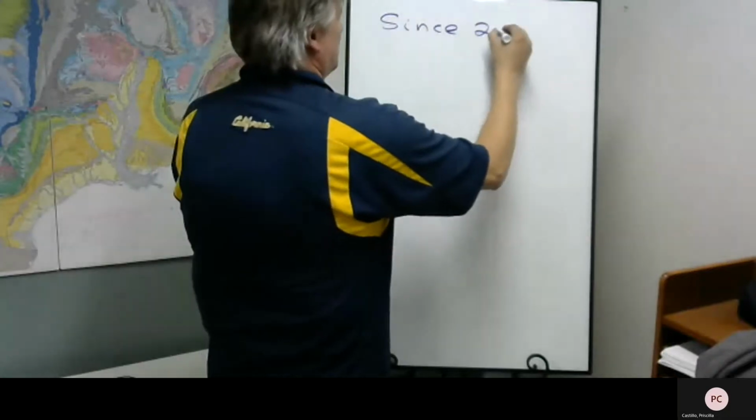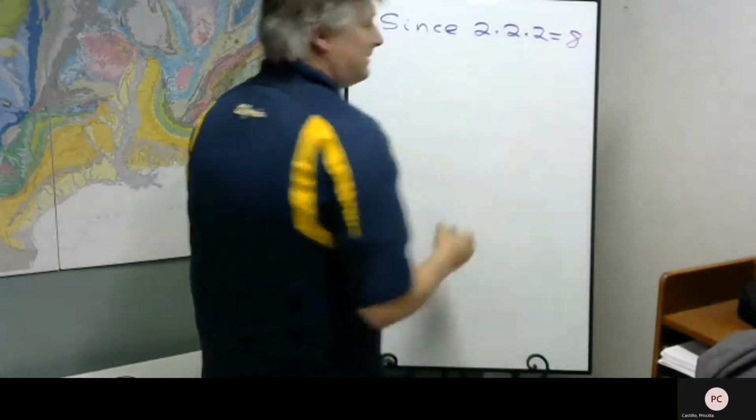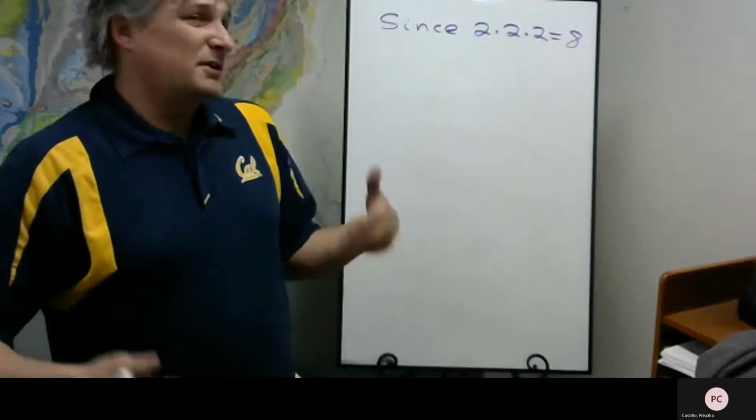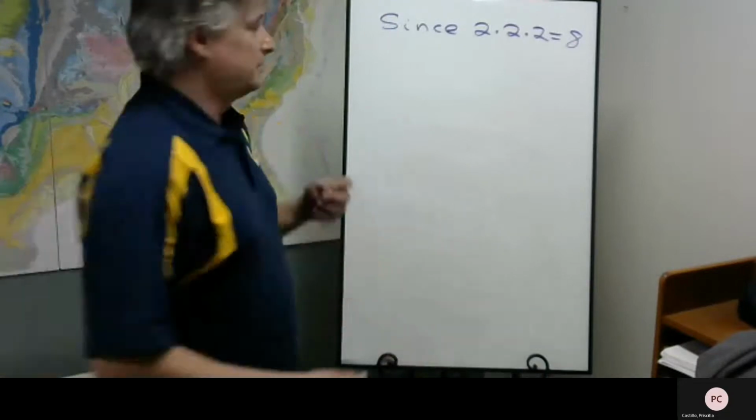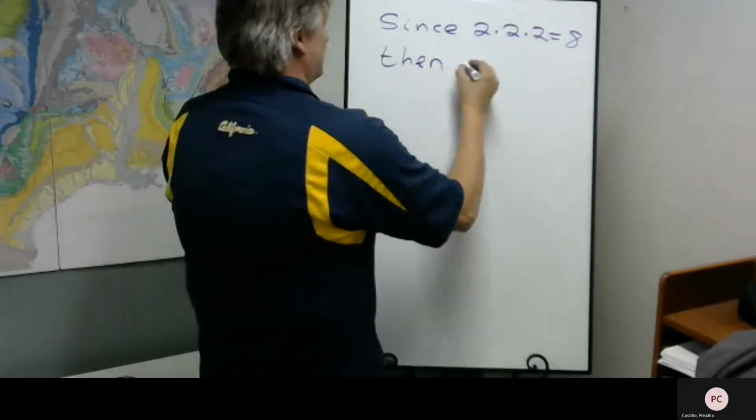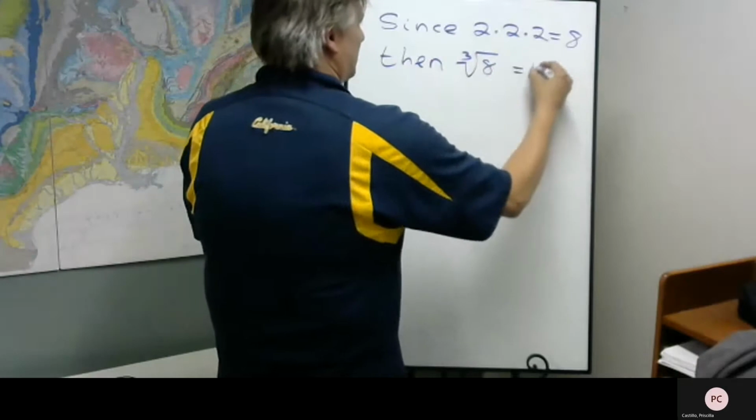Now, since 2 times 2 times 2 is 8, now we have our 3 2's. So this time we're not talking about a square root, we're talking about a cube root. So then the cube root of 8 is going to be 2.